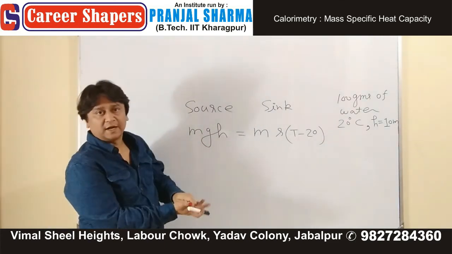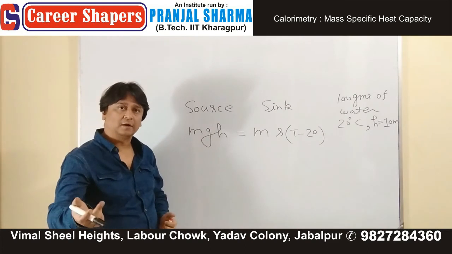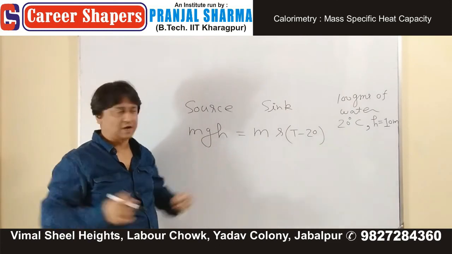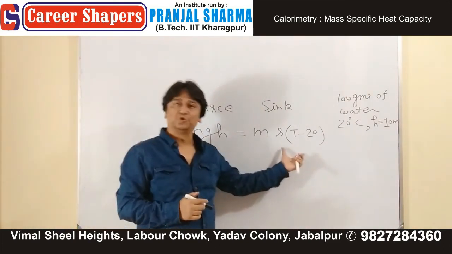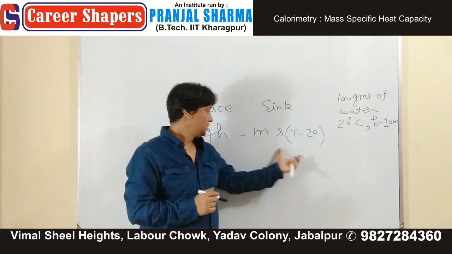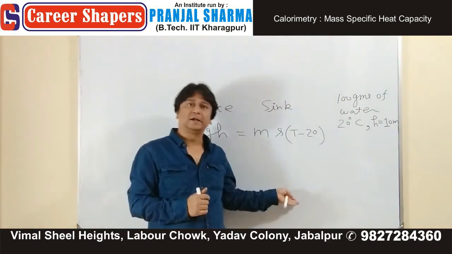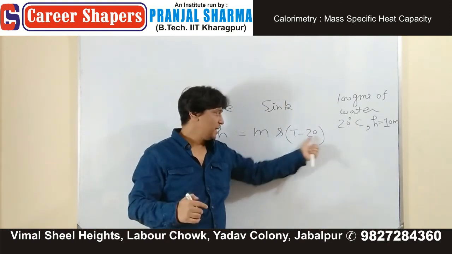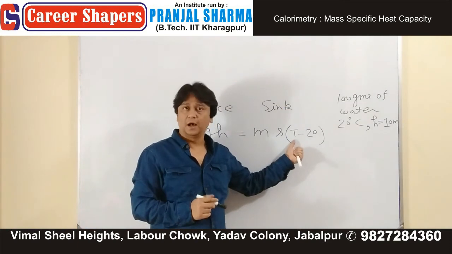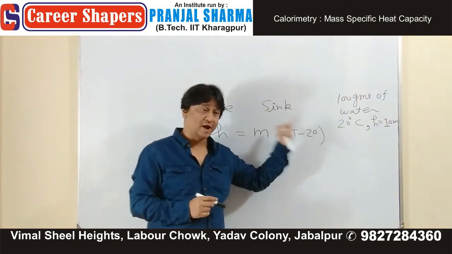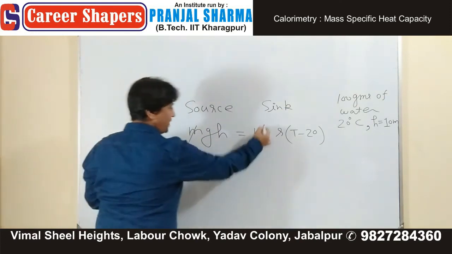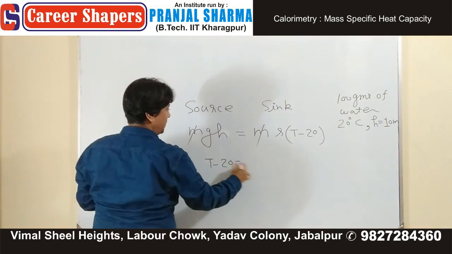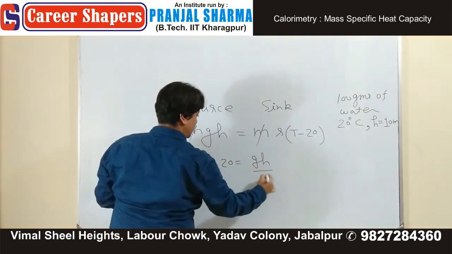When it hit the ground, into what did it convert? Kinetic. And that entire kinetic energy we converted into what? Heat. There is no loss to the surrounding at all. The entire energy was consumed by the water. That's what the question says. This mgh is increasing the temperature of these 100 grams of water. It increases from 20, low, to T, high. Always high minus low. You can see there is no need of m. You get your T minus 20 as G into H divided by S.